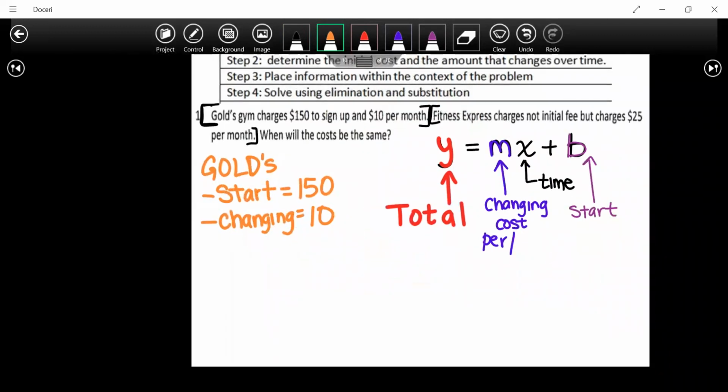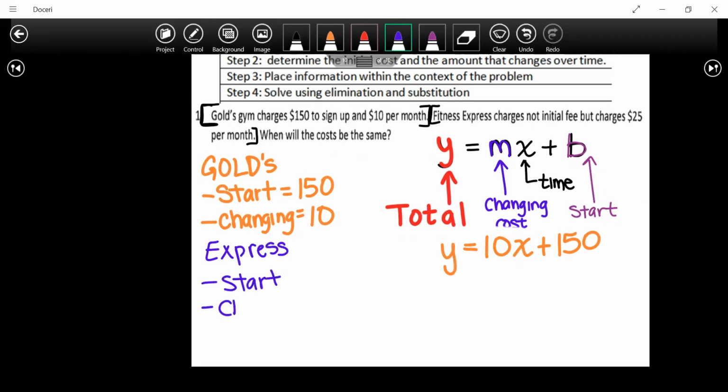If we want to rewrite this, I'm going to erase this bottom portion. y, our total, is equal to the changing cost. So how much does it change over time? 10x + 150. The start cost is always going to get tacked on to the end. We always tack it on at the end. If we do the next one, Fitness Express, so I'm just going to write Express, we're going to look at start, and we're also going to look at changing.